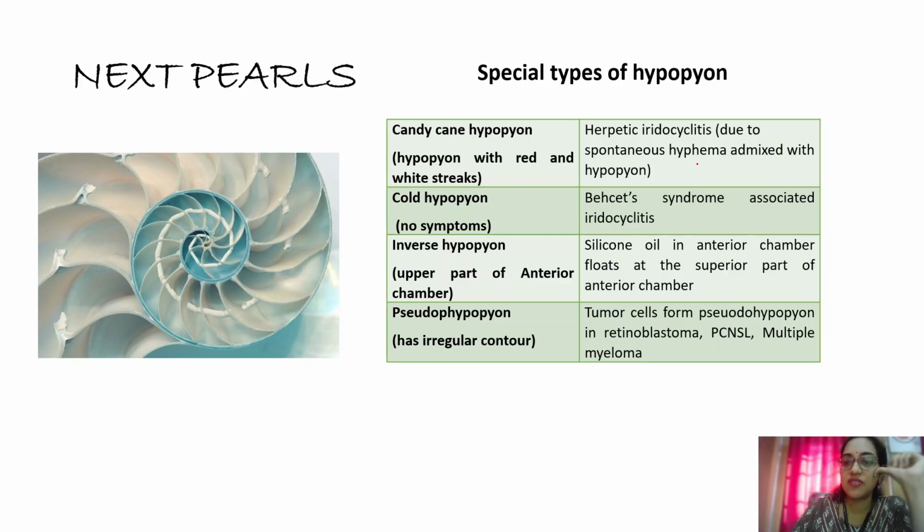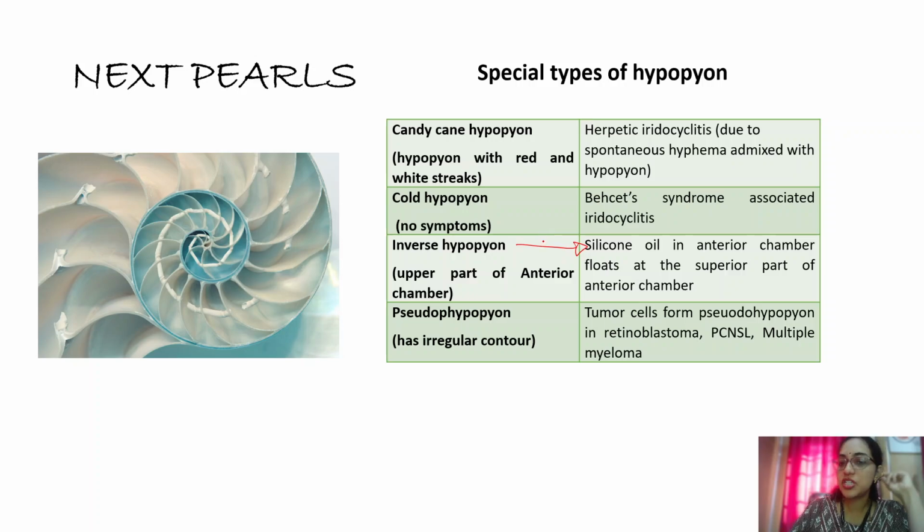There is a spontaneous hyphema admixed with hypopyon. Cold hypopyon is seen in Behçet syndrome because it's also known as white eye uveitis. There's hardly any congestion. The eyes look very quiet, but there will be a hypopyon. So this is referred to as cold hypopyon. What about inverse hypopyon? Inverse hypopyon is when the hypopyon is in the upper part of the anterior chamber. It is floating. This is seen in association with silicone oil in the anterior chamber. Silicone oil is used in retinal surgeries and sometimes it can gain access into the anterior chamber. In such cases, it floats up in the aqueous because it's lighter than the aqueous.